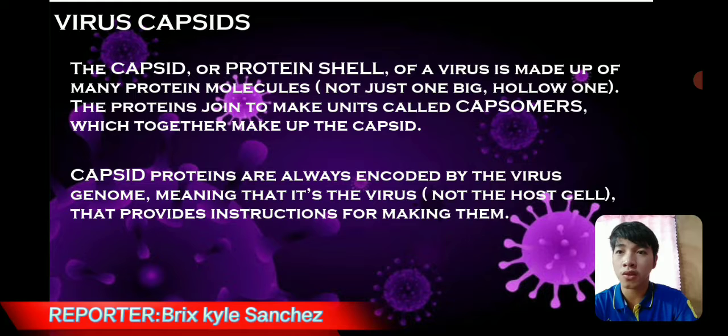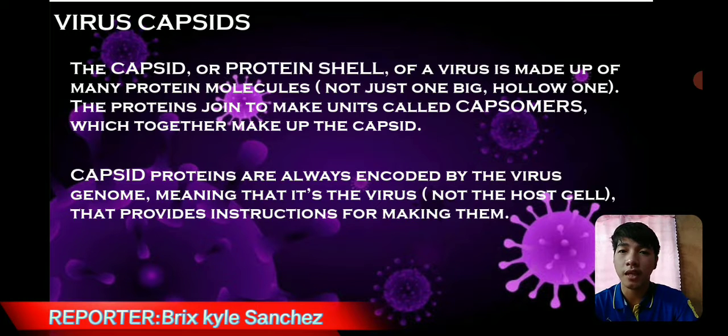The proteins join to make units called capsomers, which together make up the capsid. Before the capsid is made up, the proteins join together to make the capsomers, which later become the capsid of a virus. Capsid proteins are always encoded by the virus genome, meaning that it is the virus, not the host cell, that provides instruction for making them.